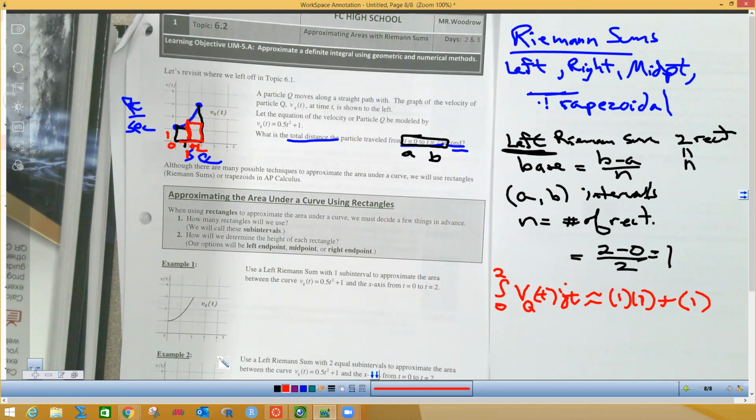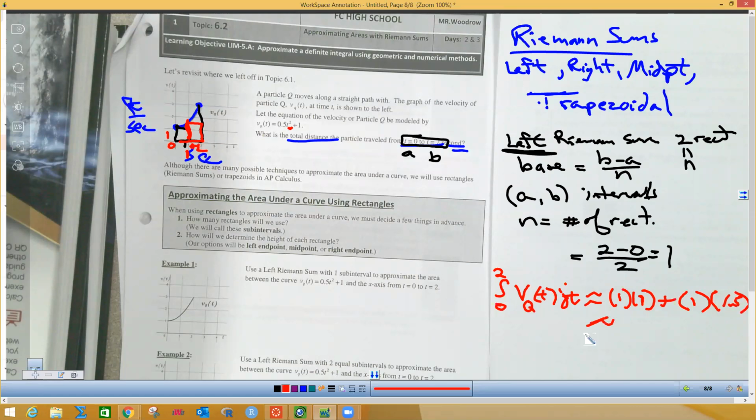Anybody? Plug it into the formula. That's right. I'm going to take 1 and I'm going to plug it in right there for t. So 1 squared is 1. 1 times 0.5 is 0.5. And 0.5 plus 1 is 1.5. So I'm going to take this times 1.5.